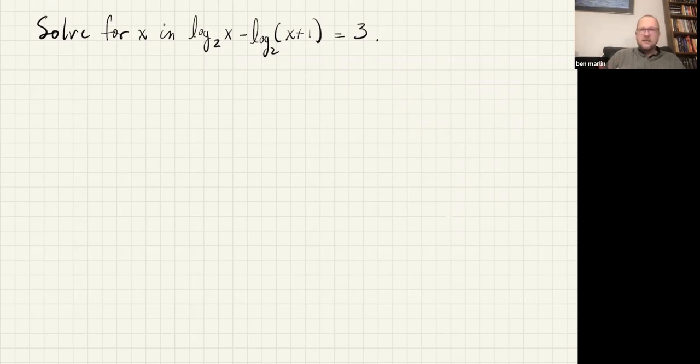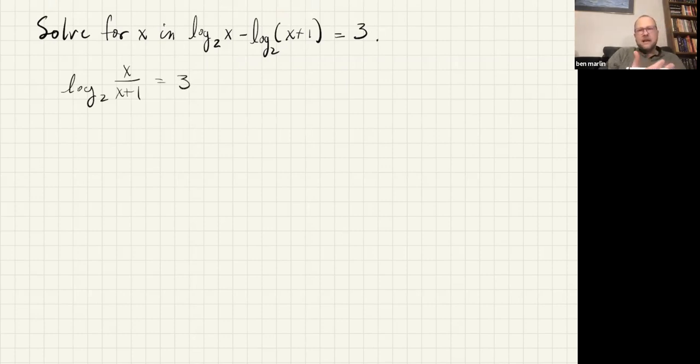So in this question here, we're asked to solve for x in this equation that has something to do with log base 2. So what we're going to have to do is, first of all, use our rules of logarithms. These two logarithms are being subtracted, and if two logarithms are being subtracted, you can pull them together as the logarithm in the same base of the division, like so. And that's supposed to be equal to 3 there.